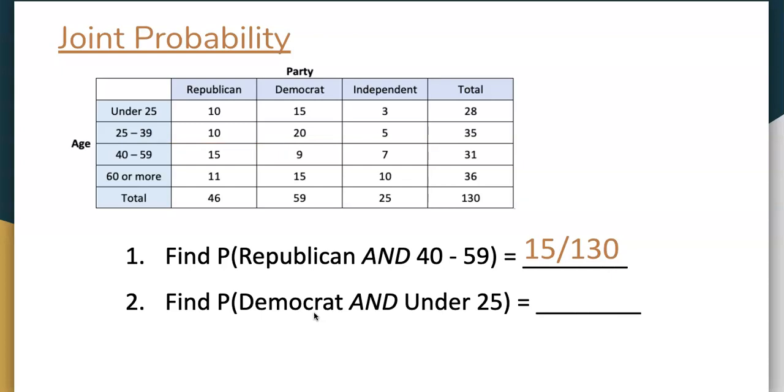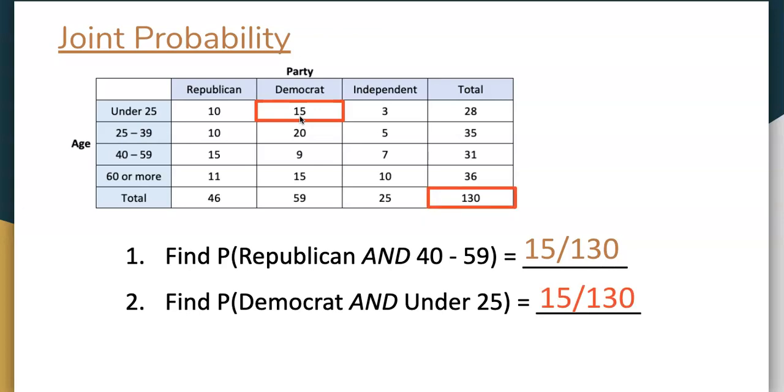Find the probability that a chosen person is a Democrat and under 25. So still we have a room full of 130 people, so that will be my sample space. But how many were Democrat and under 25? There were 15 under 25 Democrats there. So what we will need to do is 15 divided by 130. Therefore, the probability that we want is 15 divided by 130.